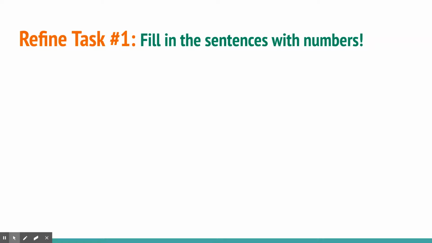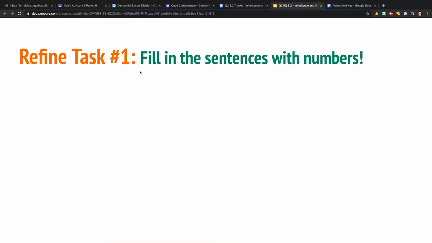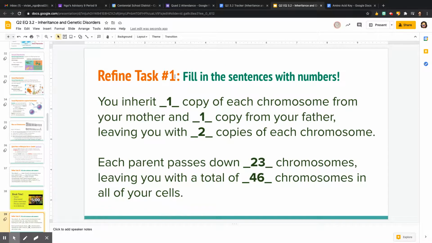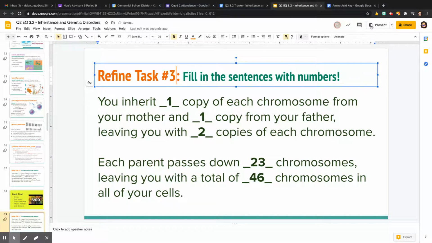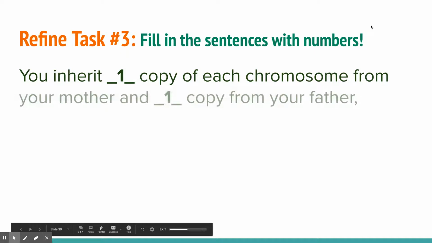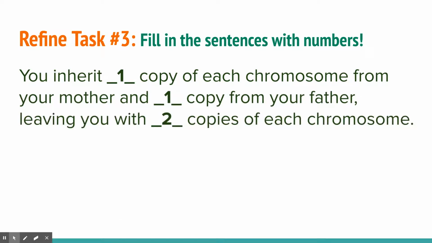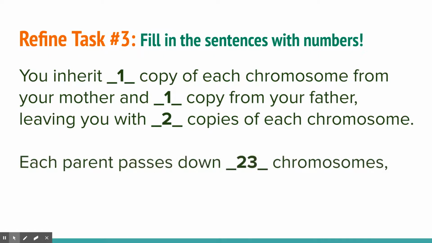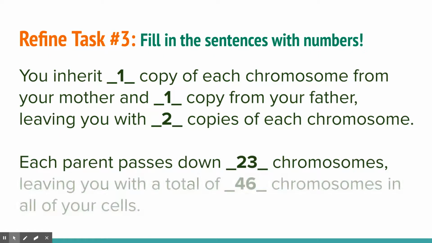So then I actually have answers for you. And again, let me fix this because, you know, just the way life works sometimes. So as you can see, there are answers, like I was saying. So you inherit one copy of each chromosome from your mother and one copy from your father, leaving you with 2 copies of each chromosome. And then each parent passes down 23 chromosomes, leaving you with a total of 46 chromosomes in all of your cells.